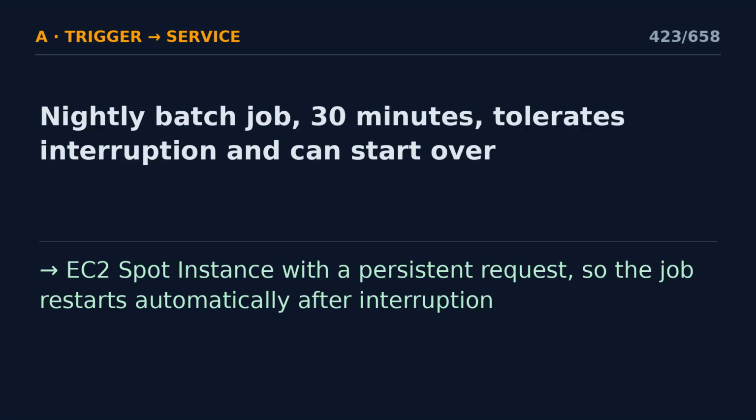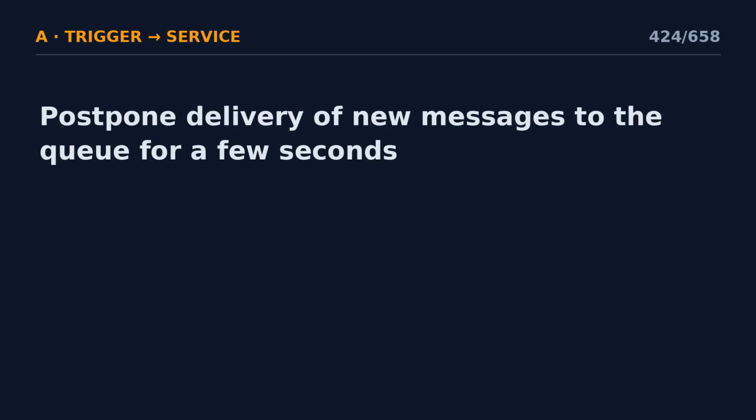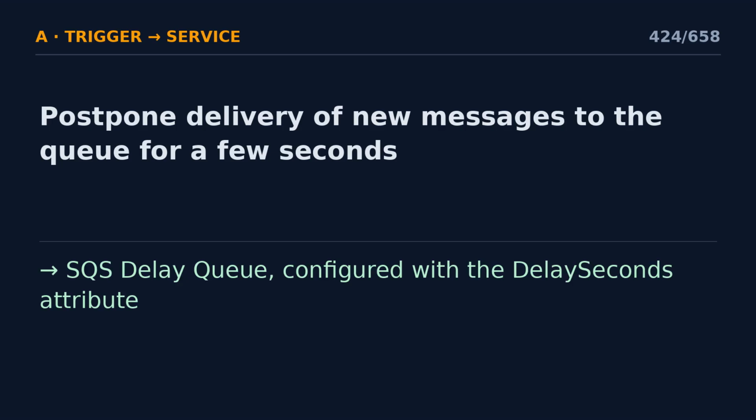Answer: EC2 spot instance with a persistent request, so the job restarts automatically after interruption. Postpone delivery of new messages to the queue for a few seconds. Answer: SQS delay queue, configured with the delay seconds attribute.